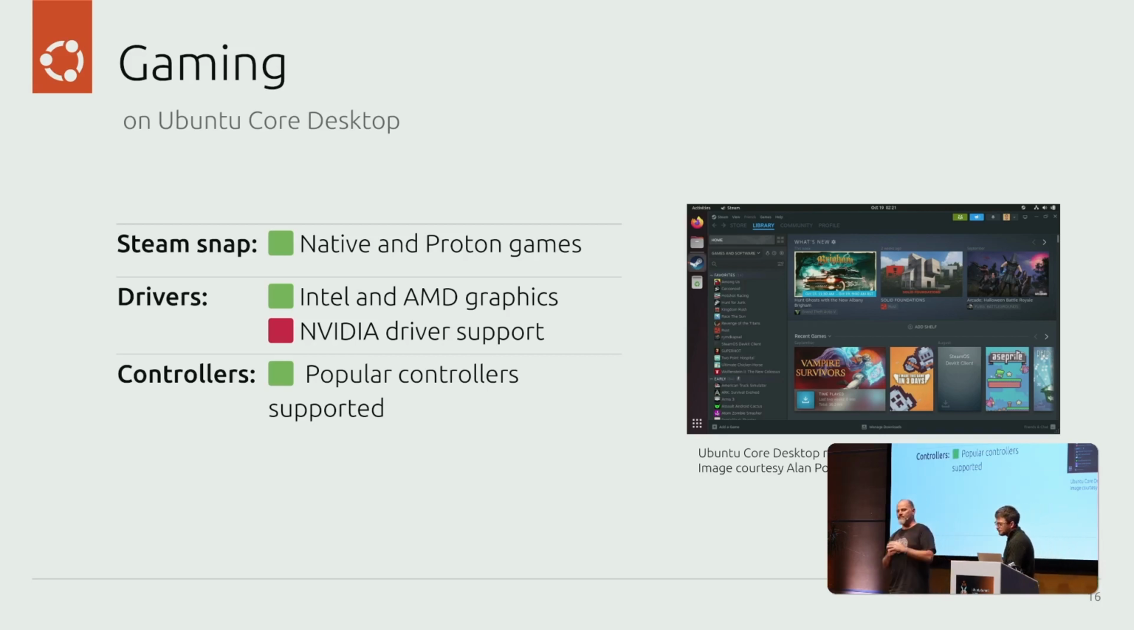So some progress there. Native and Proton games do work on Core Desktop in the Steam Snap. Drivers are well tested on Intel and AMD graphics. NVIDIA is not quite there yet, but we are working towards that. Some of the things that, well, I'll get to that in the TPM slide, actually. And of course, support for popular controllers, things like Xbox controllers, PS4 controllers, those sorts of things. Steam controllers just work.